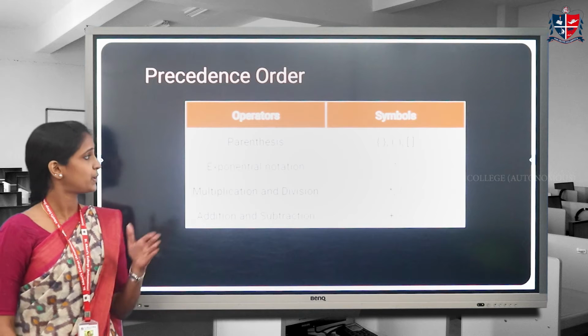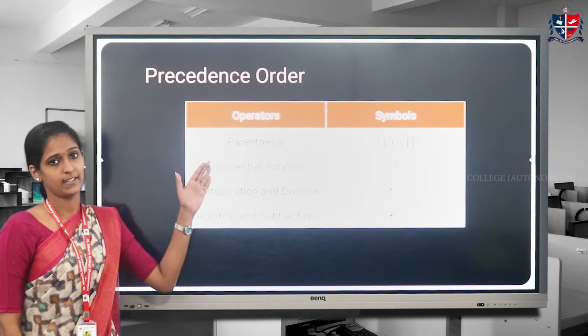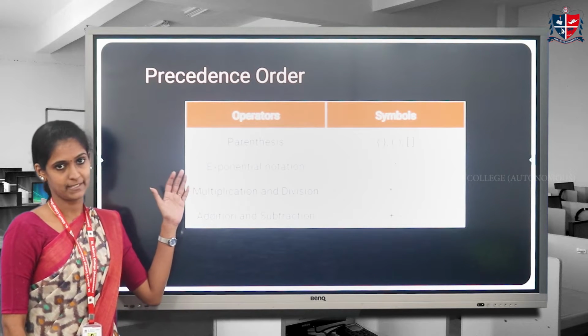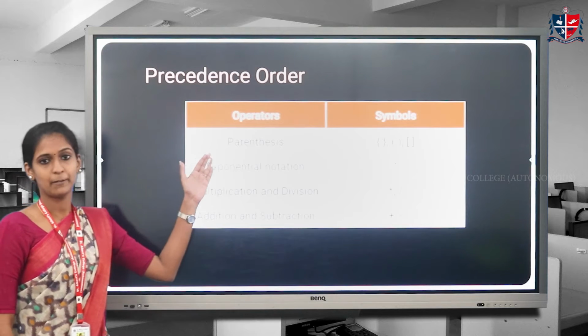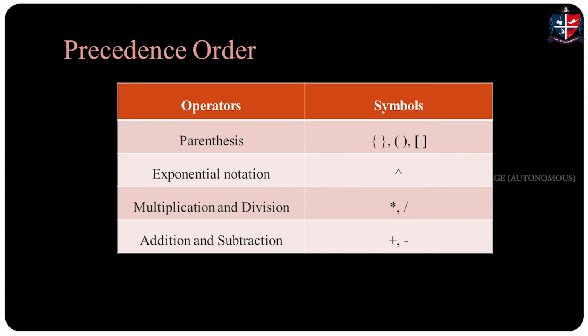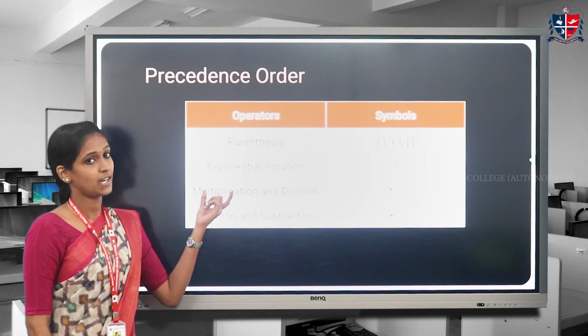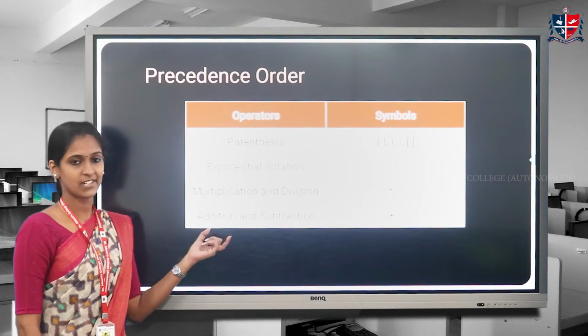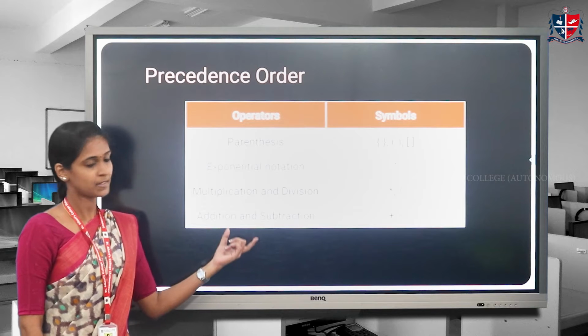But before that, we need to understand the precedence order. Parentheses have the highest precedence. Then come exponential notations, then multiplication and division, and last addition and subtraction. Multiplication and division have the same precedence. Likewise, addition and subtraction have the same precedence.